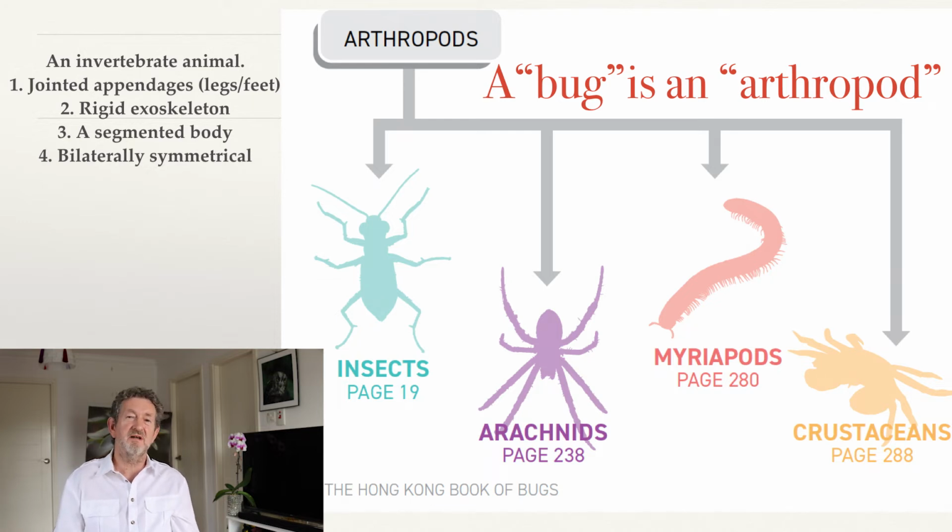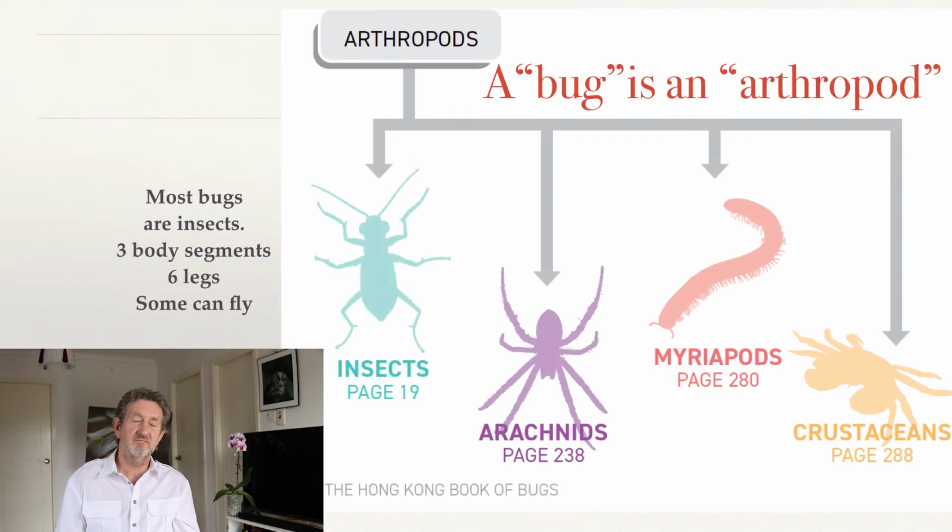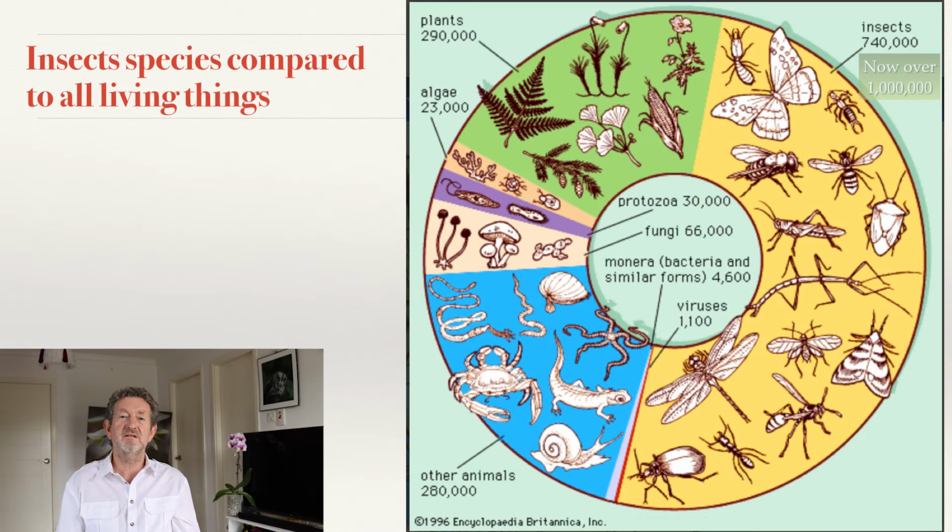And the insects is by far and away the greatest number of species and numbers in this particular grouping of bugs. And insects have three body segments, they have 6 legs, and if you ever find a little beastie with wings, then it's guaranteed to be an insect, because out of all the arthropods, only the insects can actually fly.